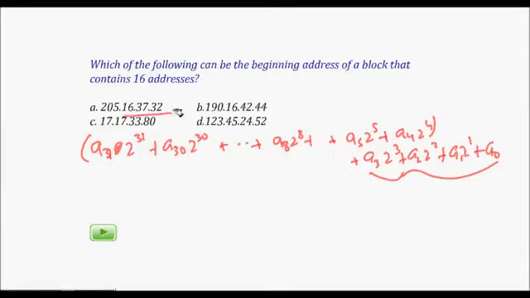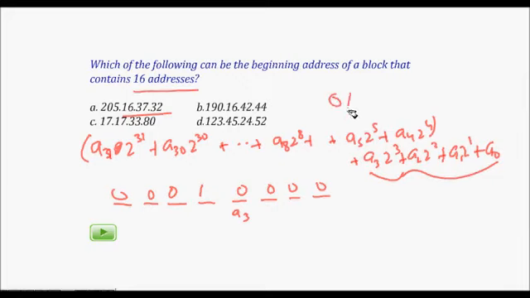In this one, let's say, this is 2 to the power of 5, your last 8 bits. So 0, 1, 2, 3, 4: 2 to the power of 5 is 1, the rest of them are zeros. We had to check till A3, so all are zeros. So this number is divisible by 16 because 0 is divisible by 16. So this can be the first address of a network with block size 16.